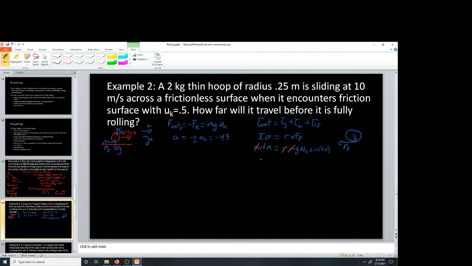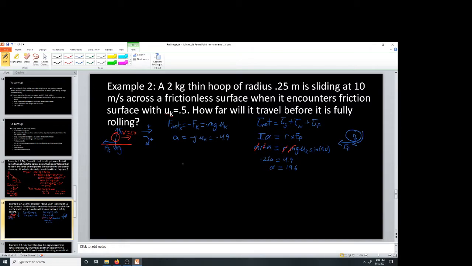This is 0.25 alpha equals 4.9, which means that alpha is equal to 19.6. Oh, I should mention the torque from the force of friction is positive, because it's going to make it go clockwise, and we assigned that to be the positive direction.